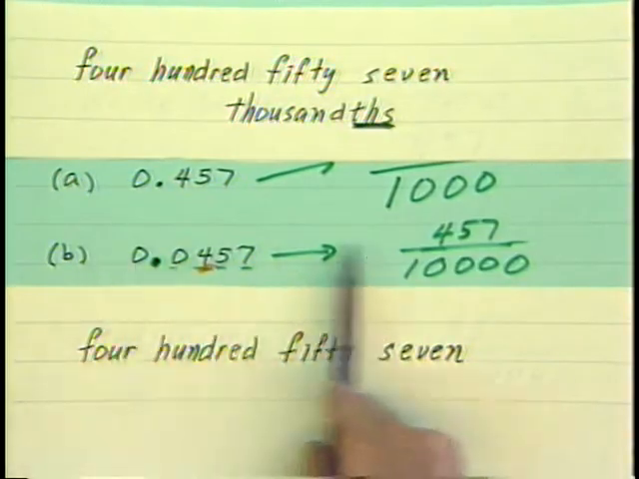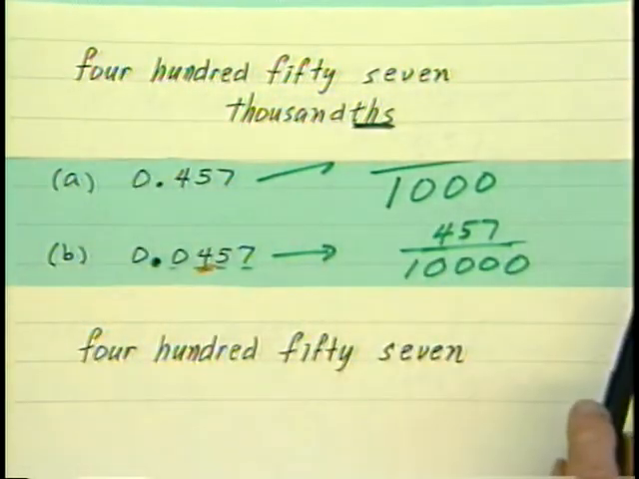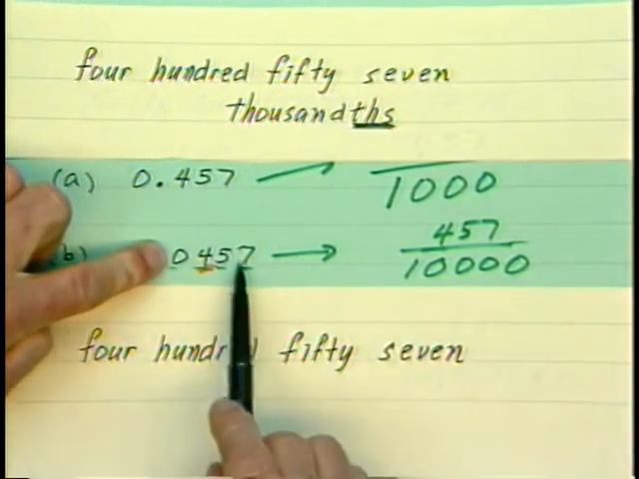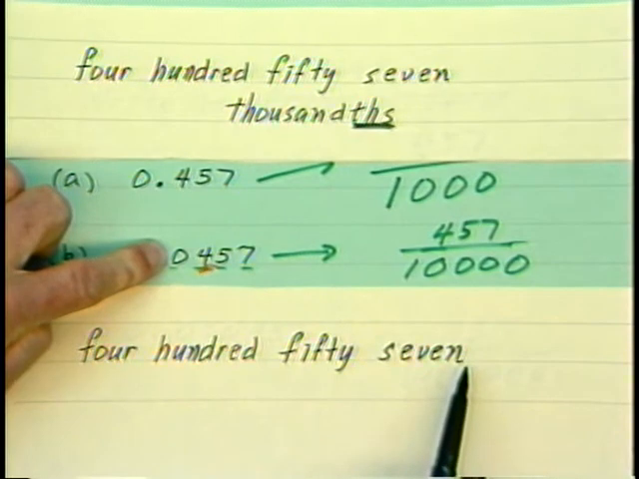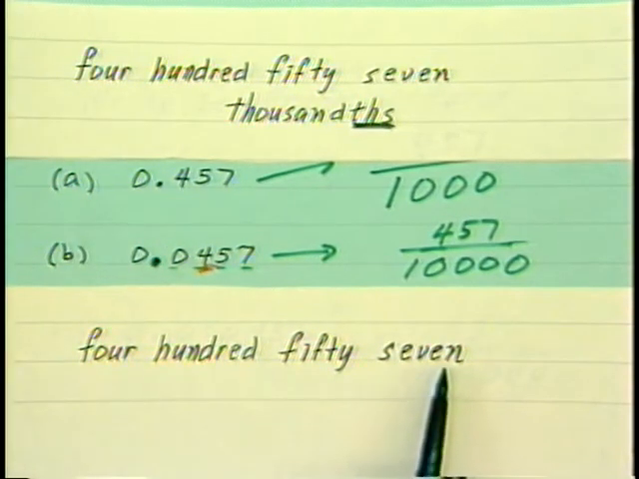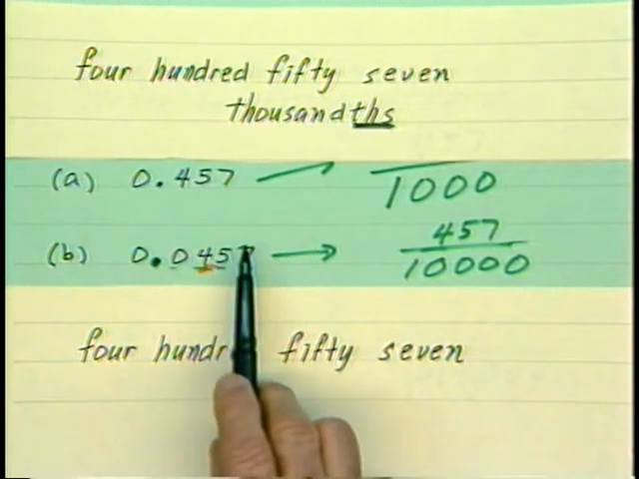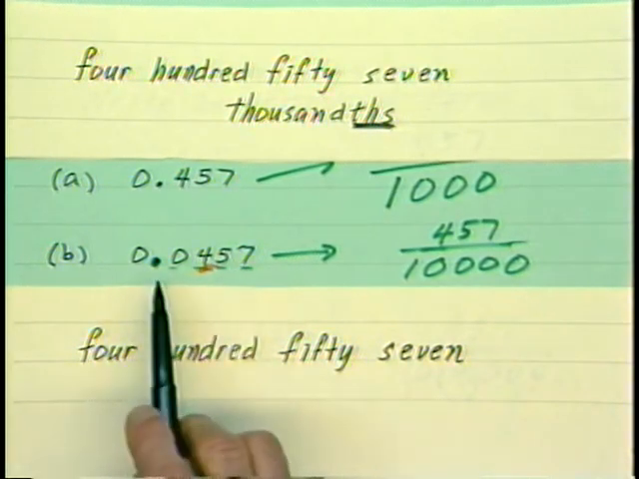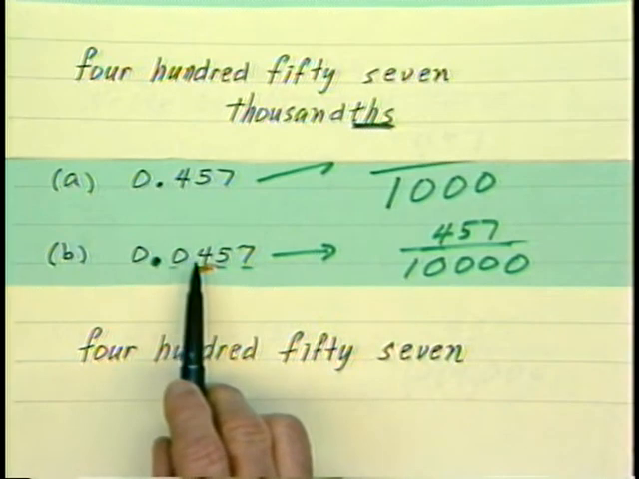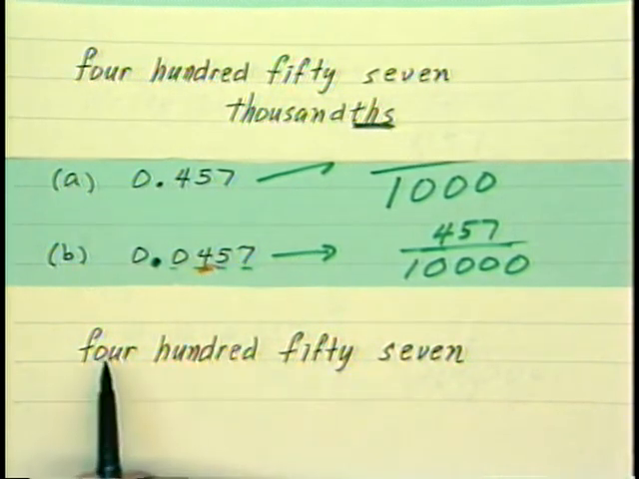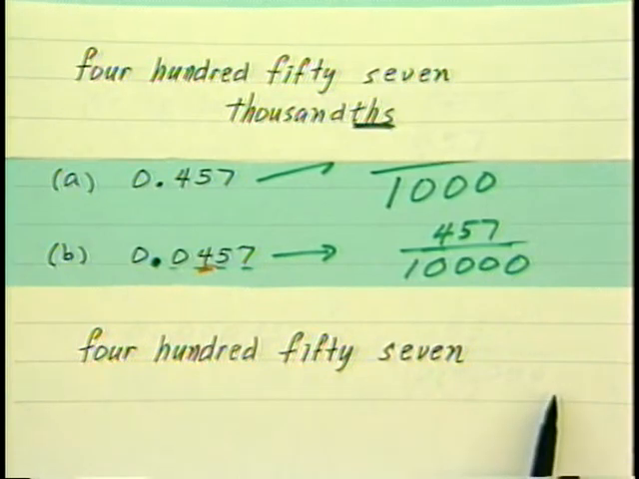Now let's do the second one and compare it with the results of the first one. We still have, without the decimal point, 457, which I wrote. But now we name the place value of the rightmost digit. So this is tenths, hundredths, thousandths, 10,000ths. So we have 457 10,000ths.